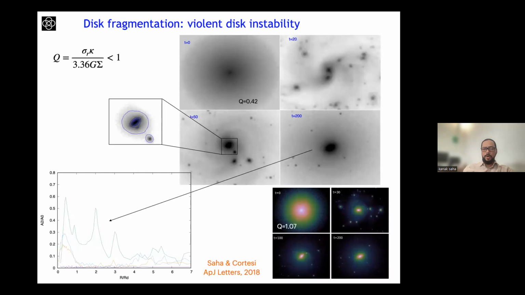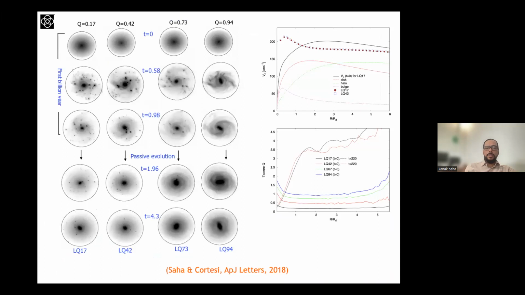And here are four simulations which were published in 2018. You can see that as the fragmented disk evolves, the Toomre parameter rises very high. So the heat of the disk is quite a bit. I forgot to say, the initial models are all identical, except for the Toomre parameter at 2.5 scale lengths.